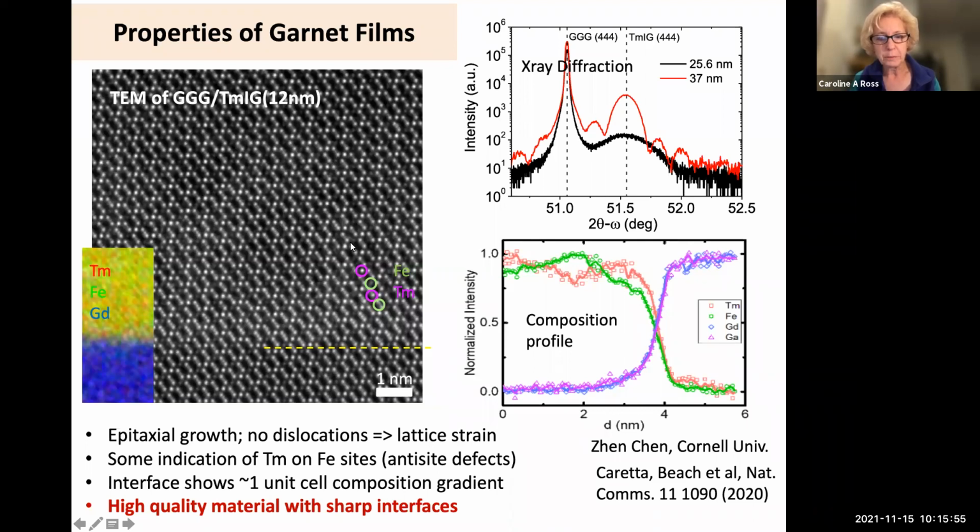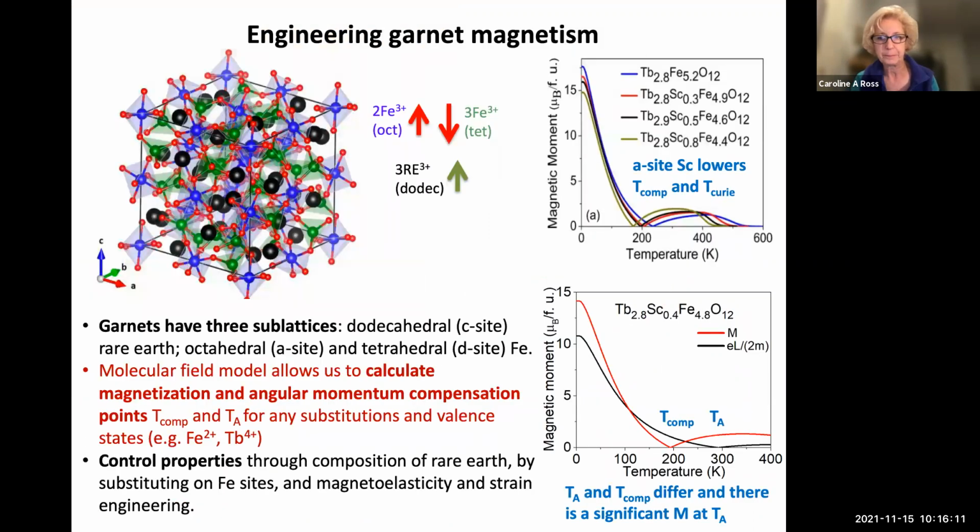If we look at the composition, we can see a sharp interface. The interface diffuseness is on the order of 1 nanometer, so 1 unit cell, and that represents the interdiffusion during the growth process. So these are very high quality materials when they're grown epitaxially. Let's look at how we can engineer their magnetic properties then.